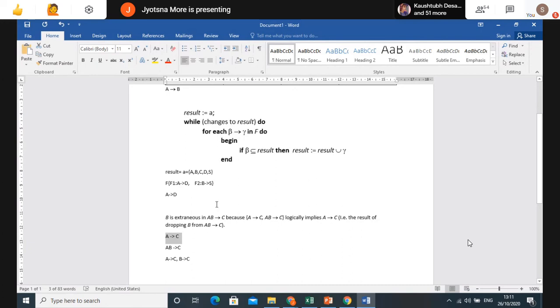If I'm removing the B, I'm getting only A determines C, which is already present over here. So I'm saying B is an extraneous attribute present on my left side. You don't have to remove it right now, we are just saying that B is an extraneous attribute in this functional dependency. Okay. So now, suppose consider the second one. With that, we will give more detail.